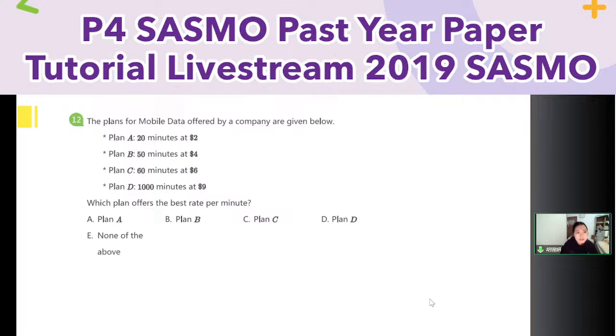Let's take a look at how we do it. For plan A, we know 20 minutes at $2, right? So how much will 1 minute cost? This time we can use 2 divided by 20, so we can use a fraction to solve. 2 divided by 20 is 2 over 20, which I can simplify to 1 over 10. That's the first one. Now continue, 15 minutes at $4. For 1 minute, how much does it cost? Also we can put it into fraction form, and reduce it to 1 over 12.